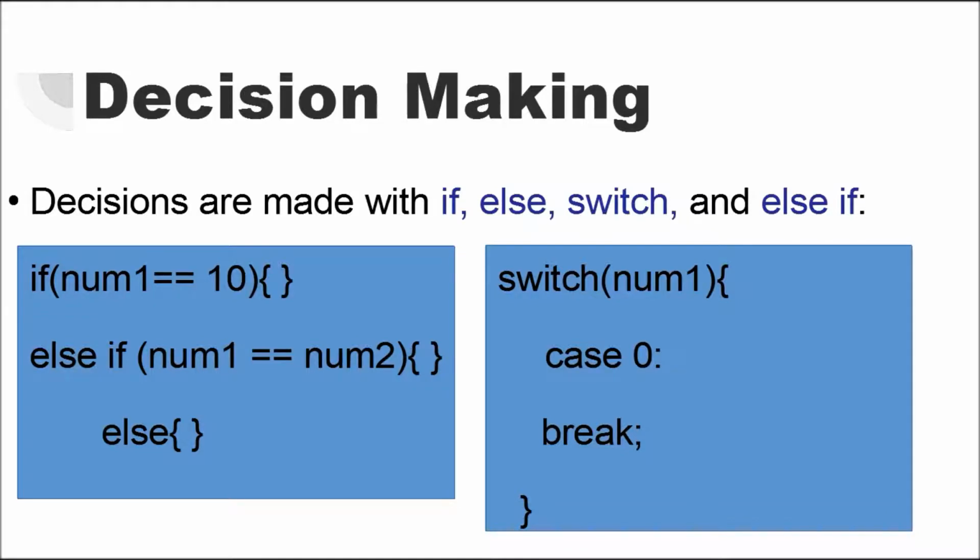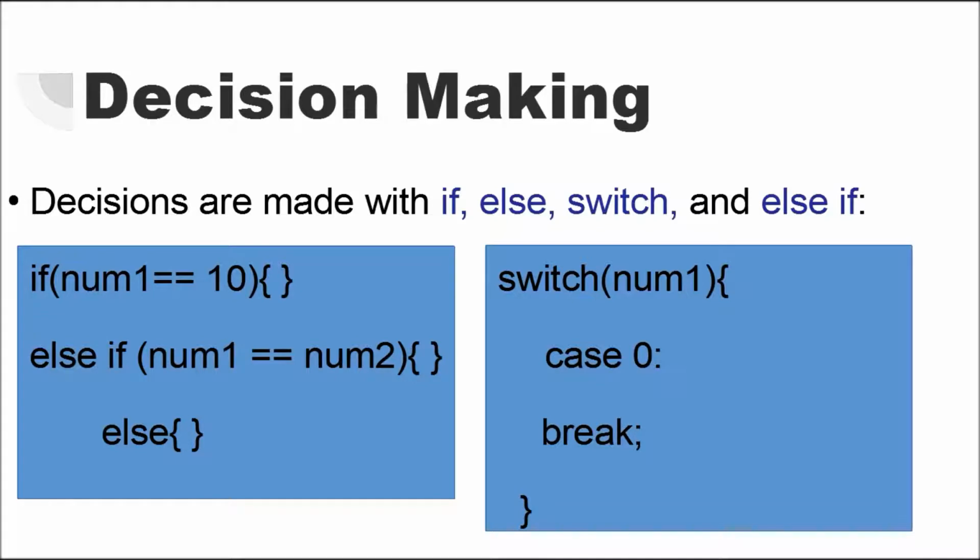So in this example, we have num1 equals 10. So assume it doesn't equal 10. Then it passes the if. Then there's an else if. So then if num1 equals num2, those two variables. Now let's assume that they don't. Then the else code is executed instead.